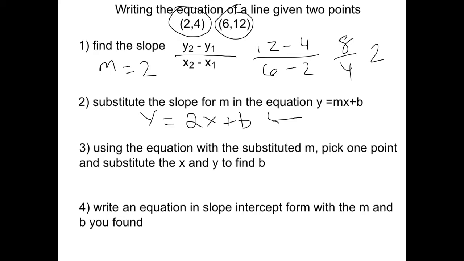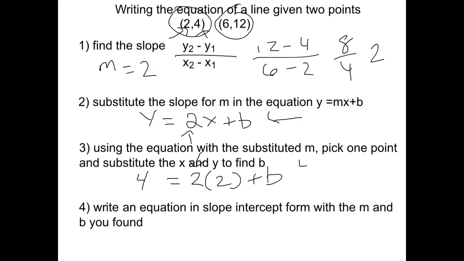So where there's a y, I'm going to put 4, because 4 is my y value in the ordered pair 2, 4. And that's going to equal 2 times 2. So the first 2 is my slope, which comes from our slope formula. And then the second 2 is the x value, that's the partner of 4. And then I add b. Good news now is I only have one unknown, and the only unknown that I have is b.